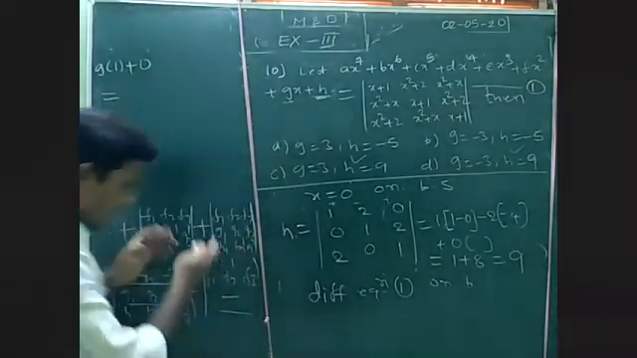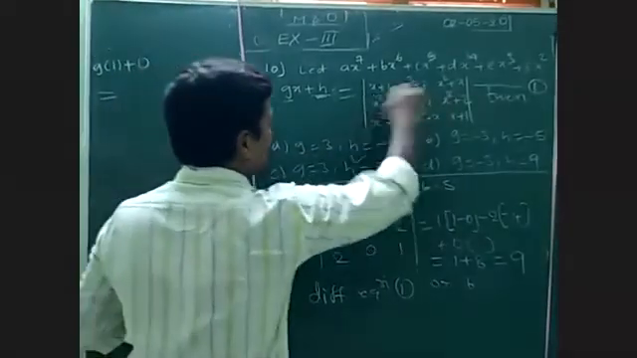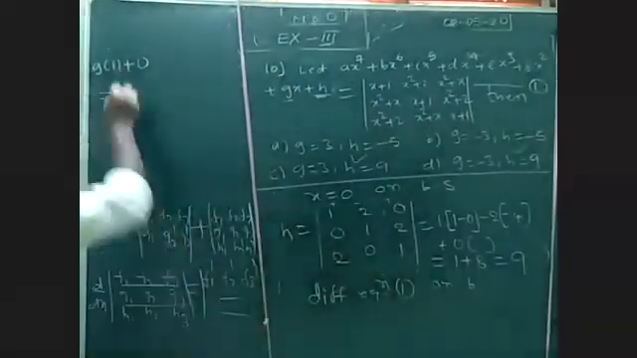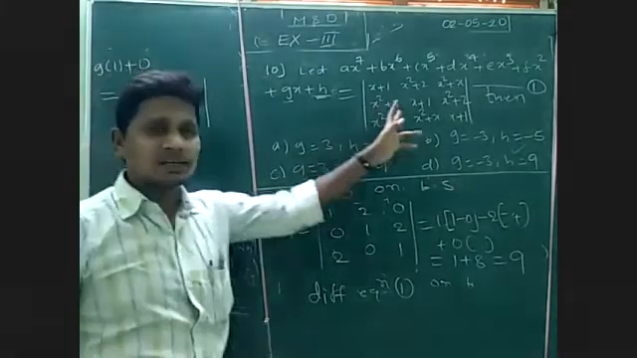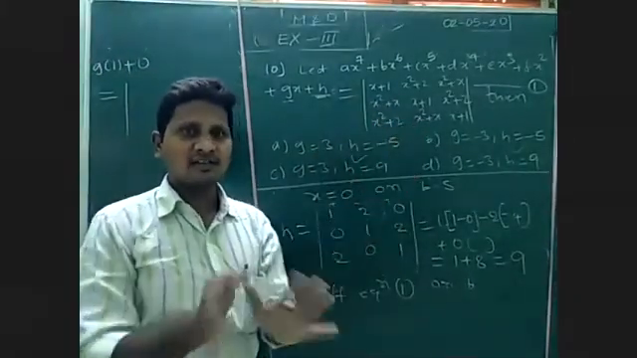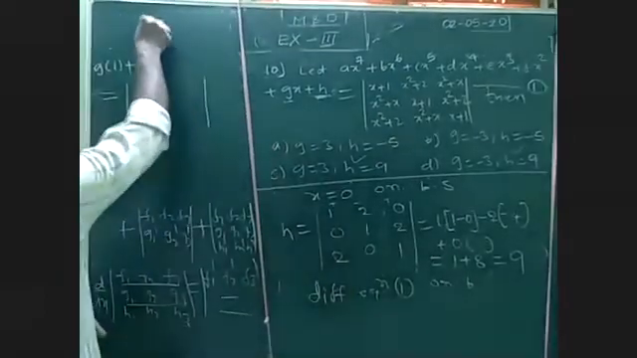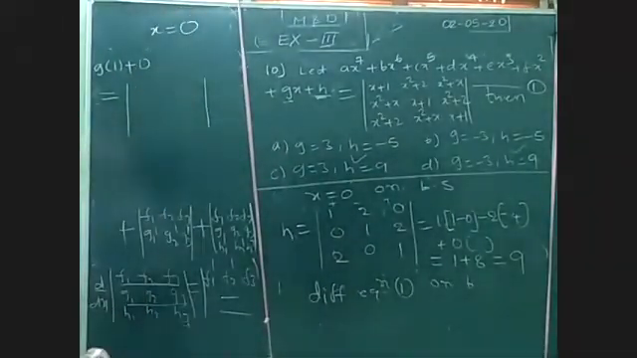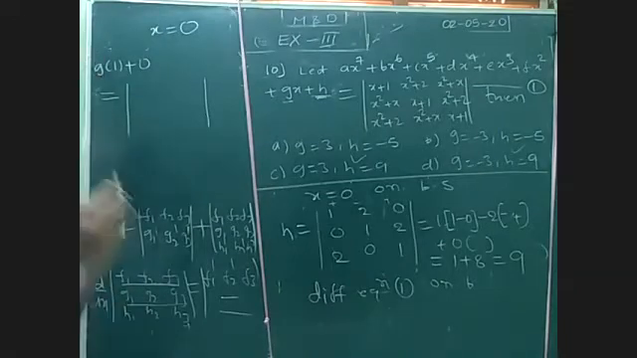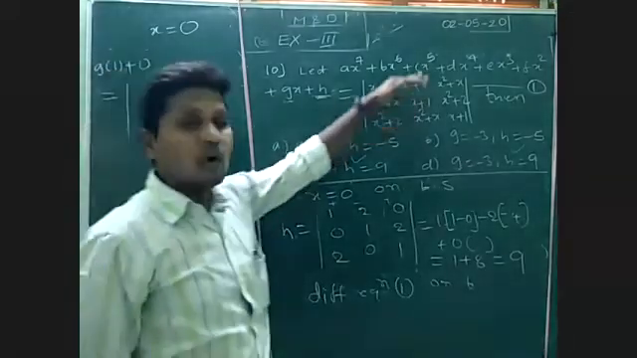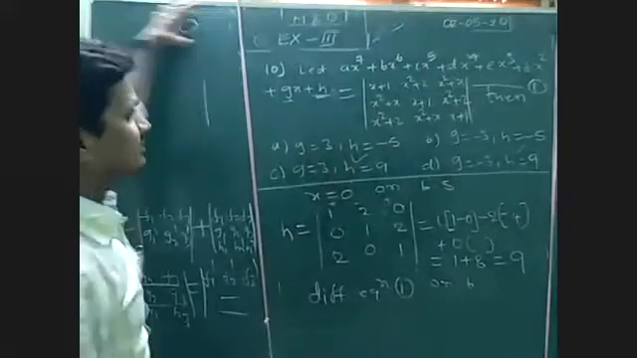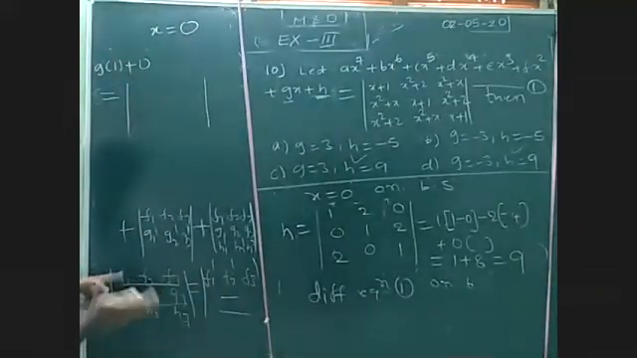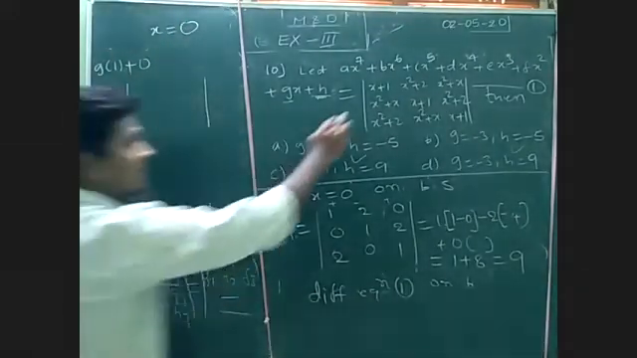Here, I'm going to apply the same procedure. First, I want to differentiate the first row. After differentiating that, it's very easy: put x is equal to 0, because the left side is only a constant. g is not depending on any variable. Once we differentiate, just put x is equal to 0. So what is the process here? First differentiate only the first row.